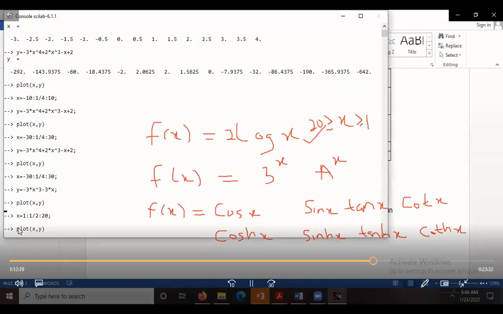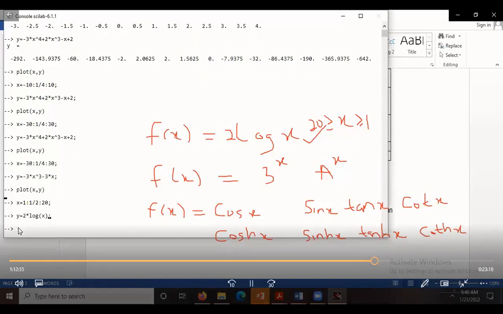Then the next one will be f, or y is 2 times what? Log of x. Okay, good. I'll suppress the output too, and then plot. We're going to plot x and what? And y. Okay.